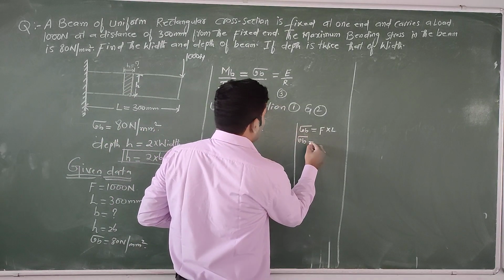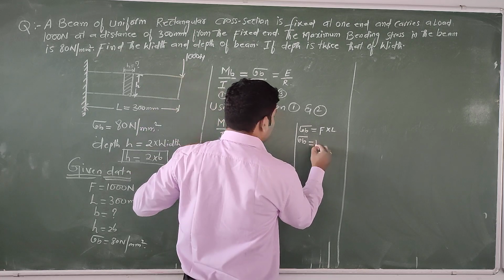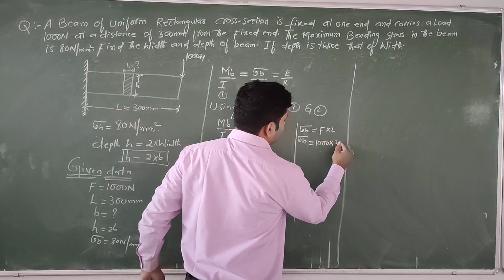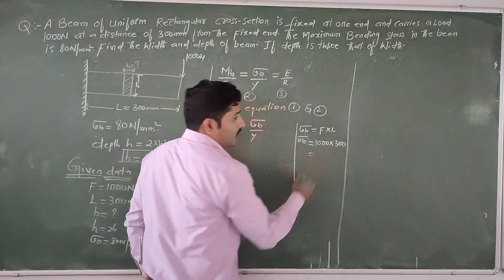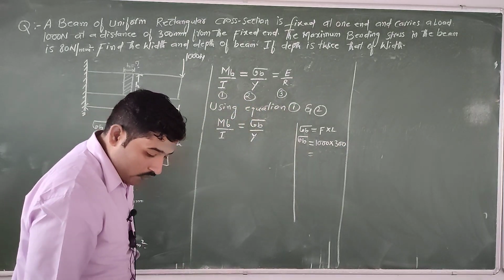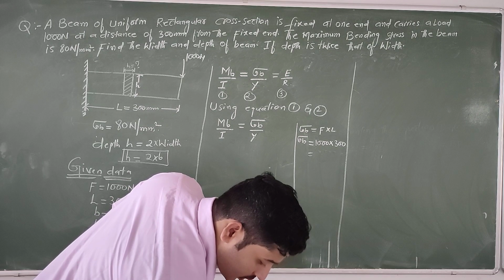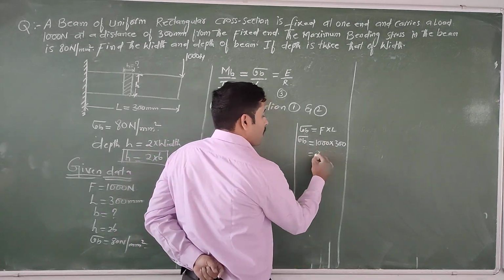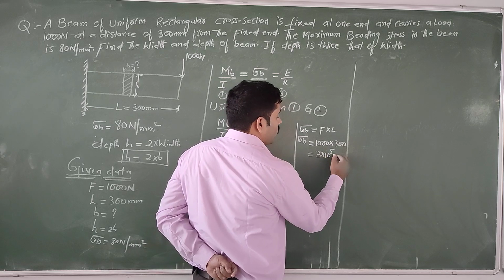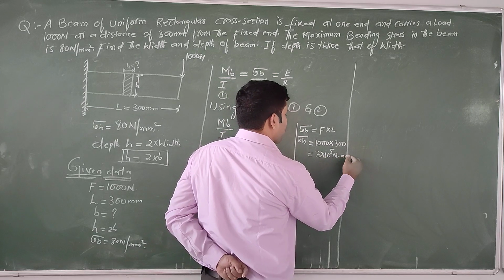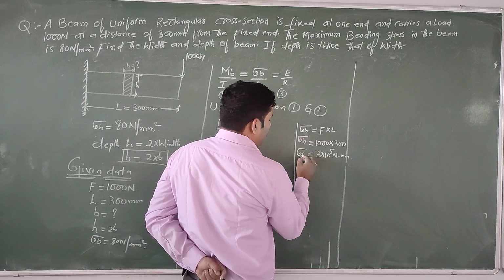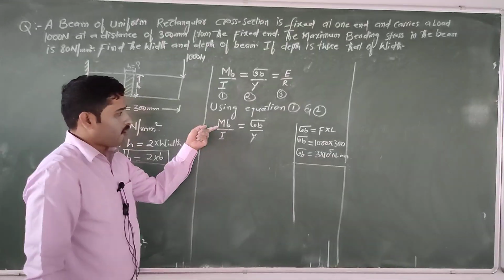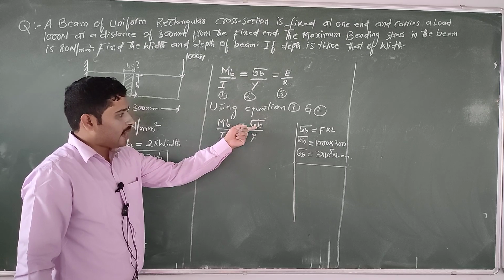Sigma B value is 1000 into length is 300. If you multiply this term, then you will get the value 3 into 10 power of 5 Newton mm. That is the value of bending stress. Okay dear, we can easily find out this value. Sigma B is already given.